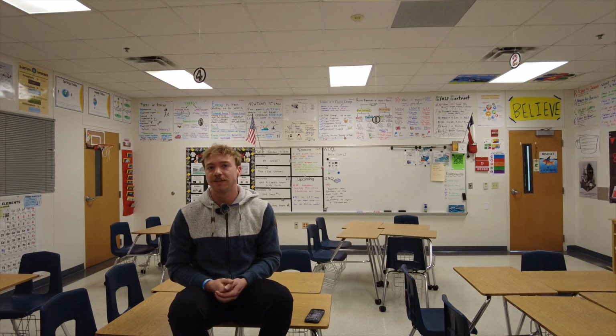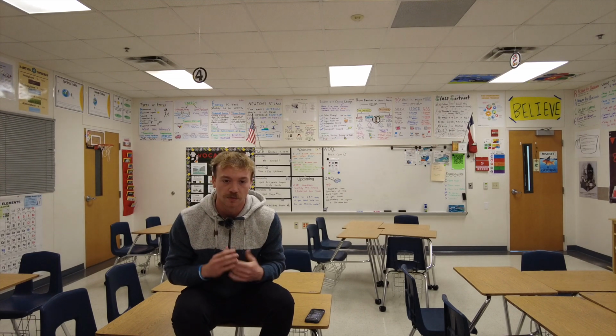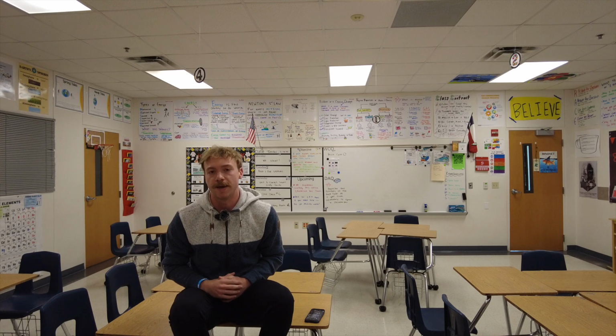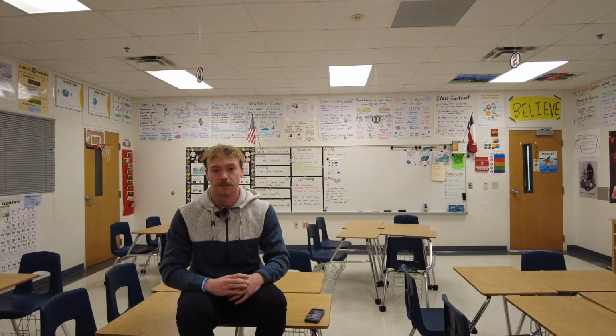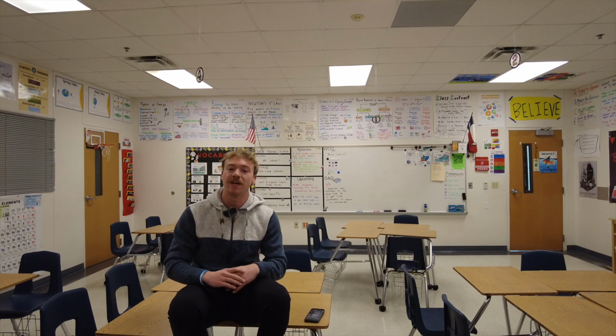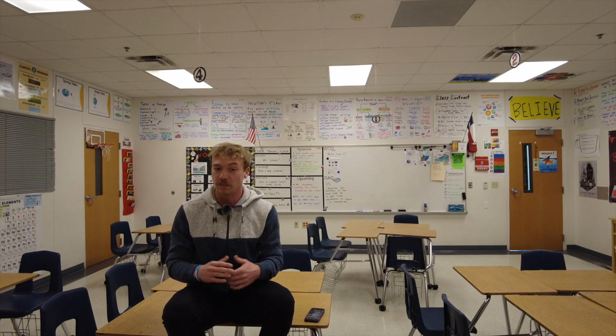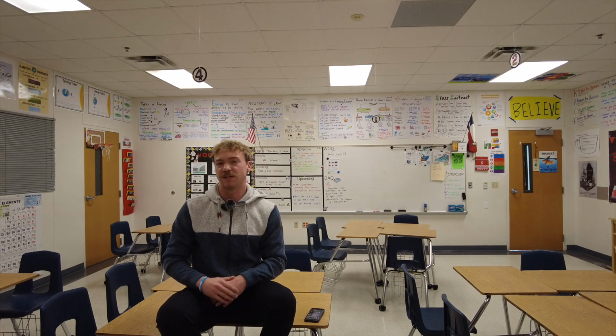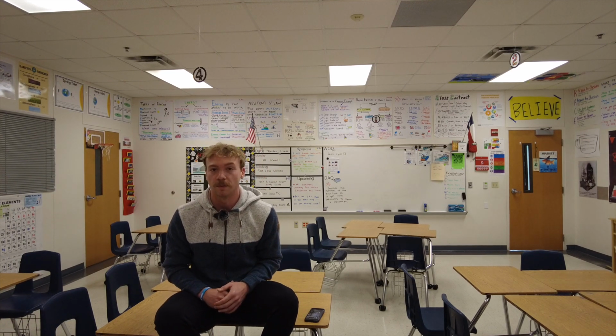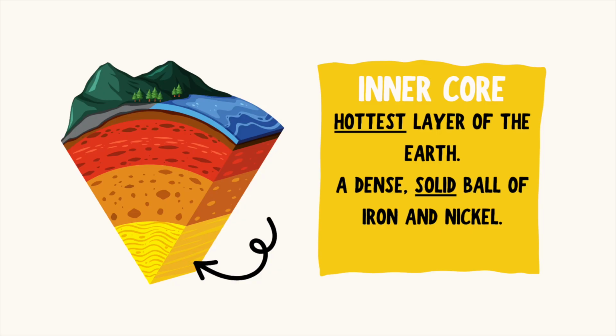But the mantle is the thickest layer. And there's molten rock here, there's magma. And that is the mantle, the thickest layer. Now, we get a little bit deeper and we have the outer core. The outer core is believed to be where Earth's magnetic field is located, and it's also made of liquid metal, liquid iron and nickel. So the outer core is made of liquid. We get a little bit deeper to the center of the Earth and we have the inner core. Now the inner core is a dense solid ball of metal. It's the hottest layer of Earth and it's made of solid iron and nickel.